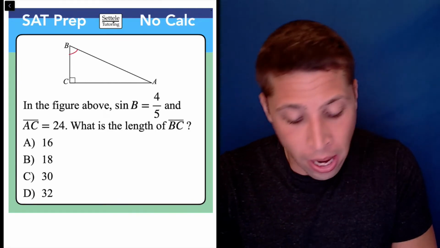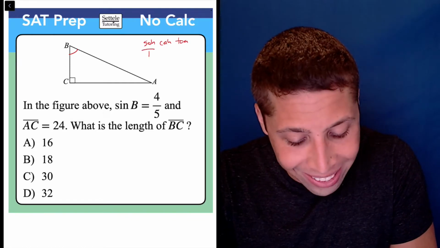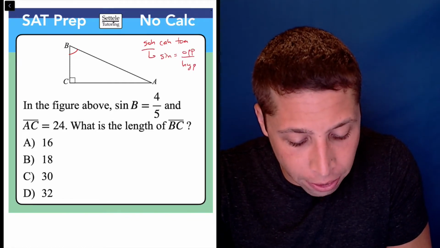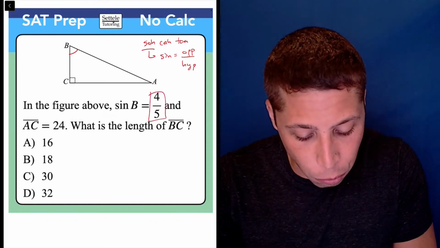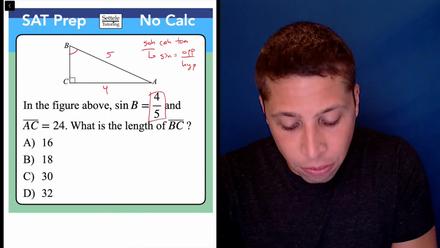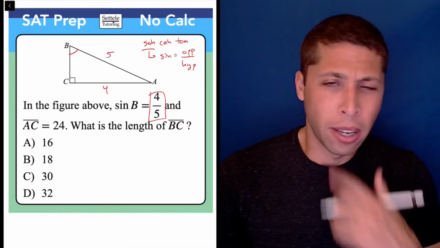So B is up here, and we should probably write down SOHCAHTOA so that we remember that sine is the opposite side over the hypotenuse. So if we fill that in with this 4/5, opposite of B is going to be down here, AC, and that is the 4 side, and AB is the 5 side. Okay, so what does that mean then?